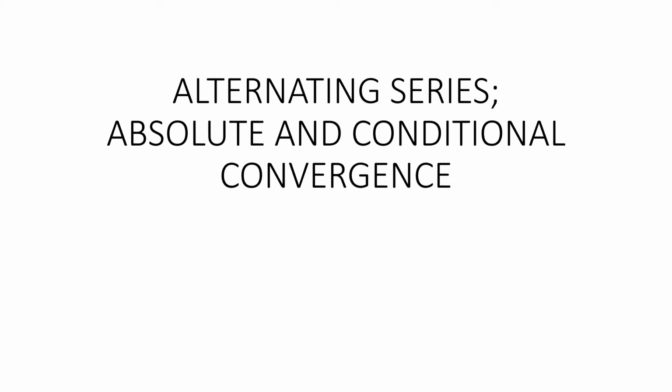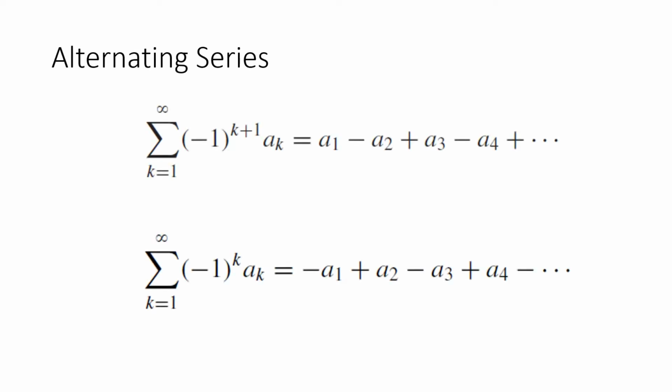Let's discuss the alternating series, absolute and conditional convergence. Up to now, we have focused exclusively on series with non-negative terms. In this discussion, we will discuss a series that contains both positive and negative terms. To start, let's have the alternating series.